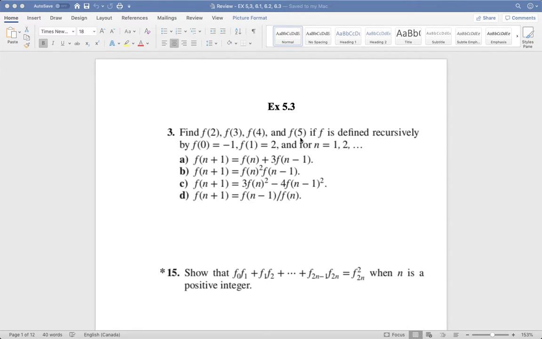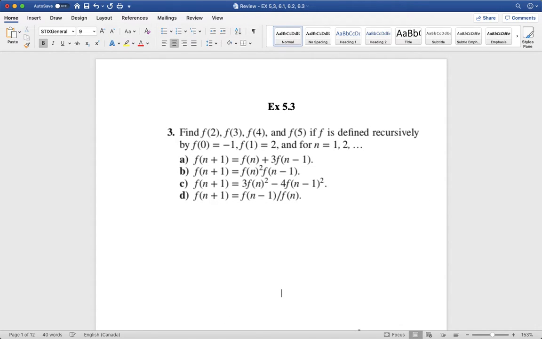In this tutorial we will be reviewing exercises 5.3, 6.1, 6.2 and 6.3. So four exercises I will be reviewing in this tutorial. Let's take the first question from exercise 5.3. In the first question, question number 3, we have to find the value for f2 for each of these parts.